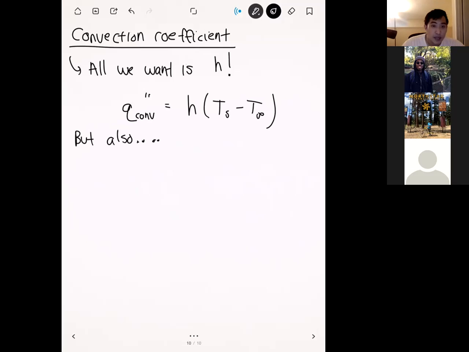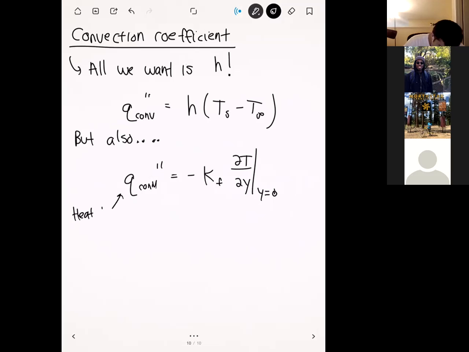Okay. And so inside our thermal boundary layer, we also know that Q convection is equal to minus Kf dT/dy, okay? And then evaluate this at y equal to 0, okay? And so this right here is heat transfer in the boundary layer.